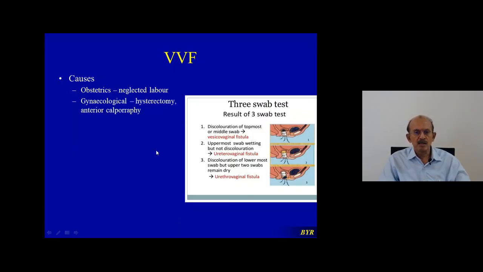Then gynecological causes like hysterectomy operation and anterior colporrhaphy operation. In hysterectomy operation, we have to separate the cervix from the urinary bladder, and the anterior fornix of the vagina also has to be separated from the urinary bladder. During this procedure, sometimes you may injure the bladder, and thereby a vesicovaginal fistula can develop. Anterior colporrhaphy is done in case of cystocele, either plain or cystocele associated with uterine prolapse.